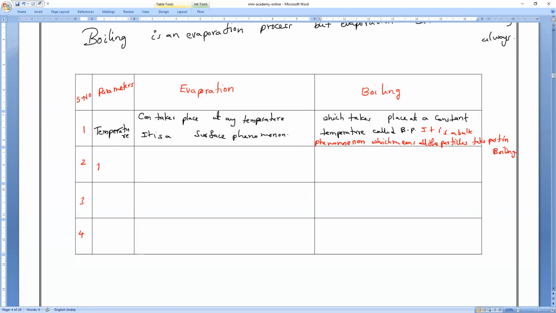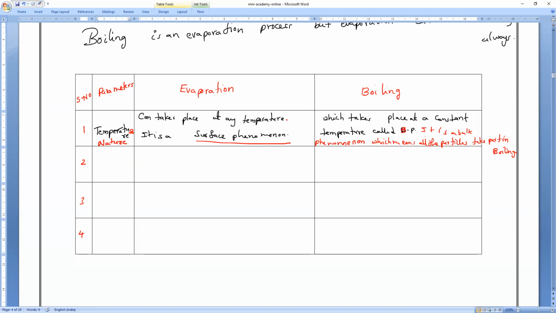Sanjay, second one what? Nature. Second parameter. So that is what we have written here. Do one thing, merge both: temperature and nature, you can write together. So temperature and nature, parameter 1. Evaporation can take place at any temperature. And what is the nature? It is only a surface phenomenon.